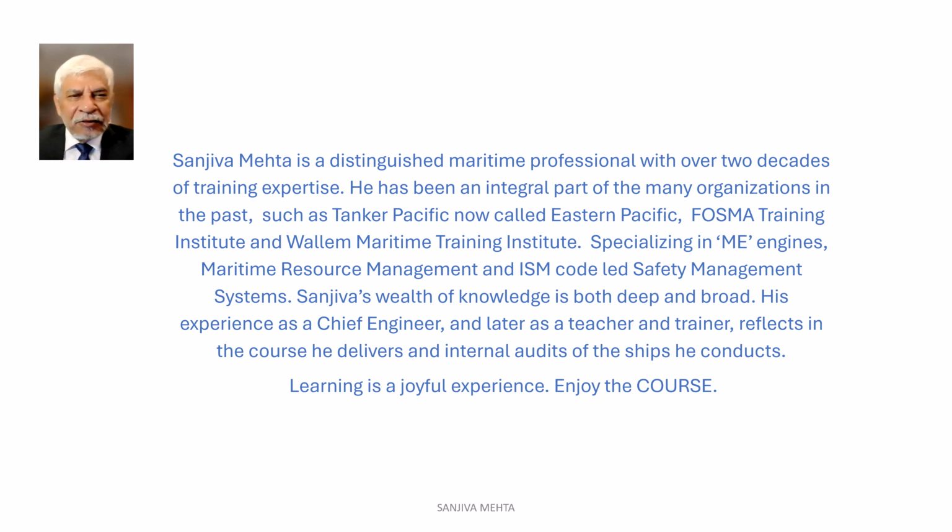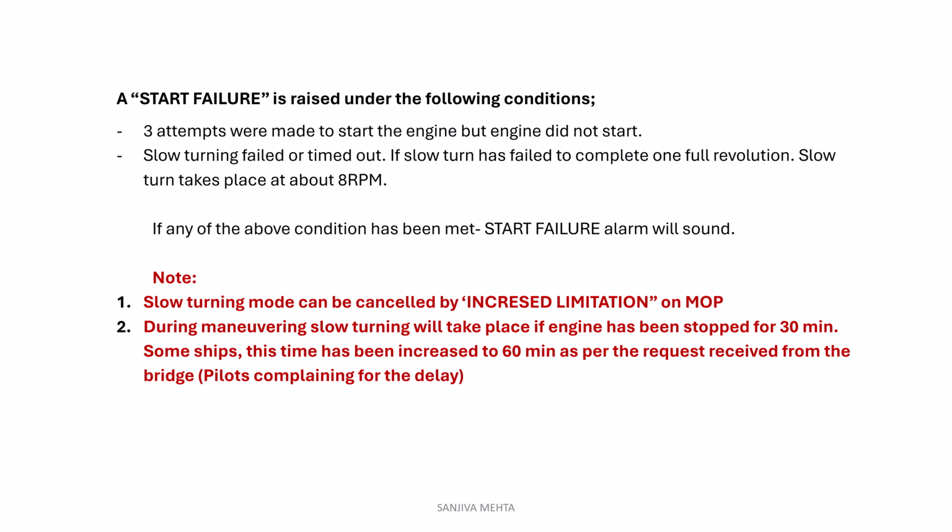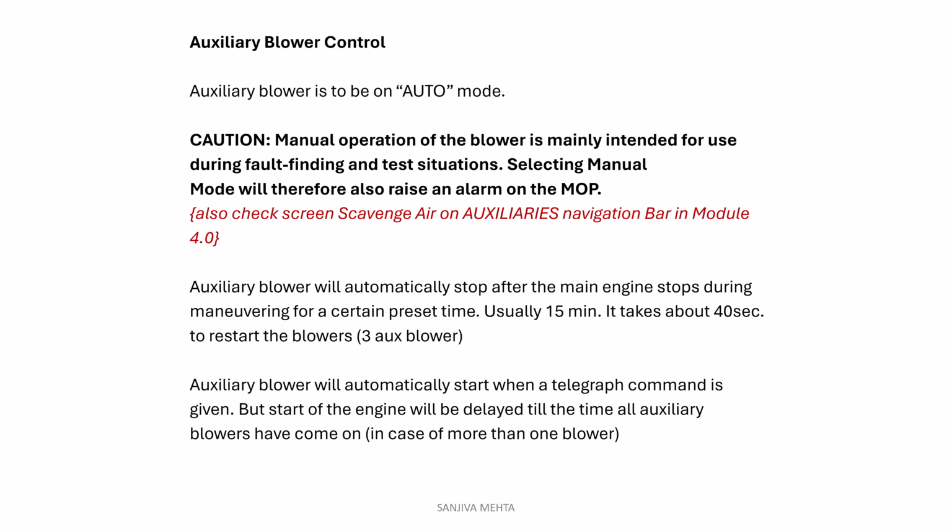So during maneuvering, slow turning will take place if the engine has been stopped for 30 minutes. If the engine has been stopped for a long time, slow turning takes place first, and then main air goes through the main starting valve, the engine starts and fuel is released. This time has been increased on some ships to 30 or 60 minutes, because pilots and the bridge team sometimes complain. So see what your system is on your ship. This is done as per the request received from the bridge. Blower control: the auxiliary blower is to be on auto mode.